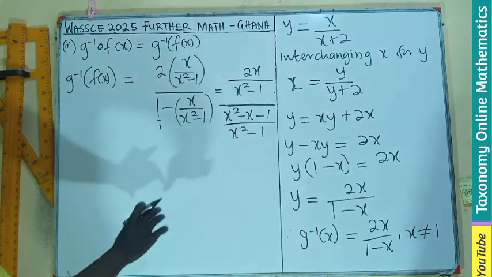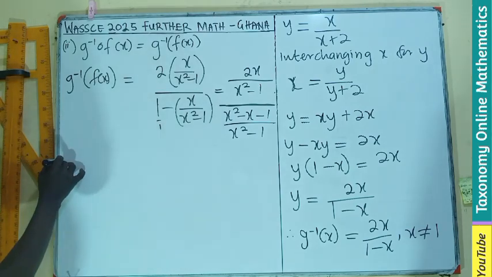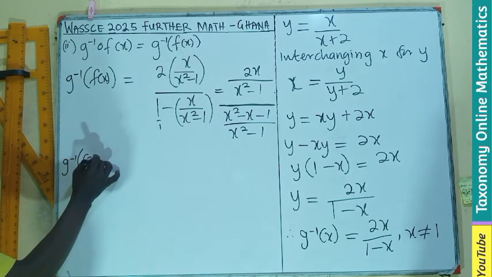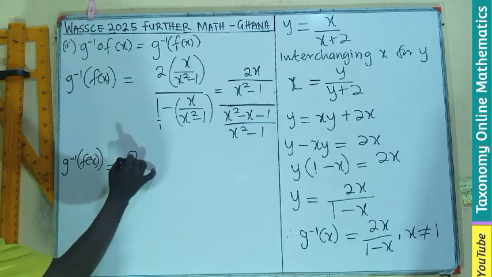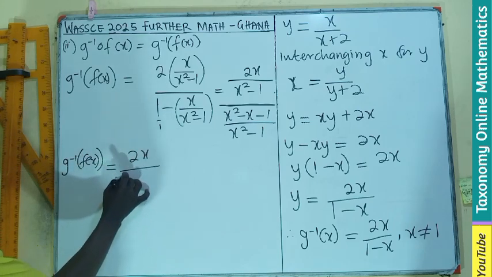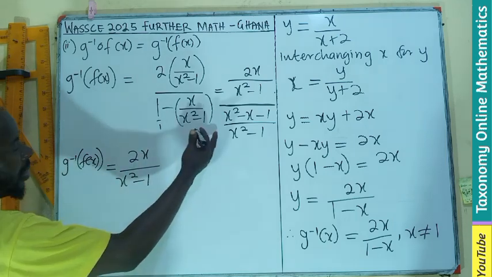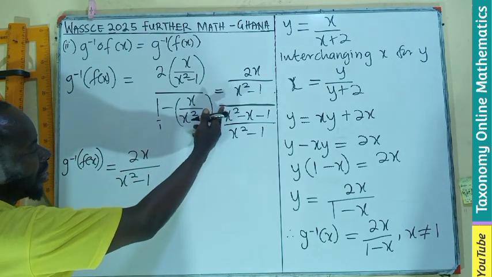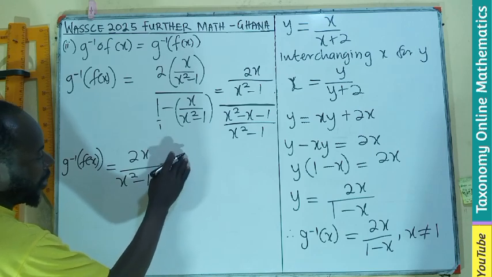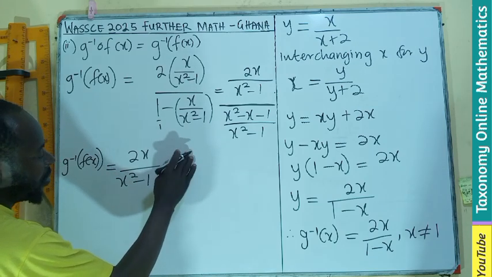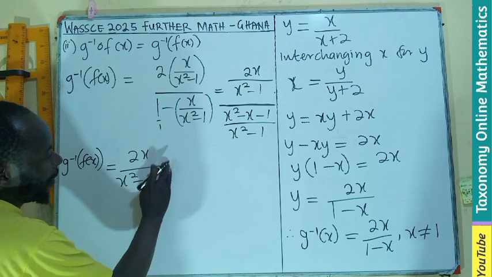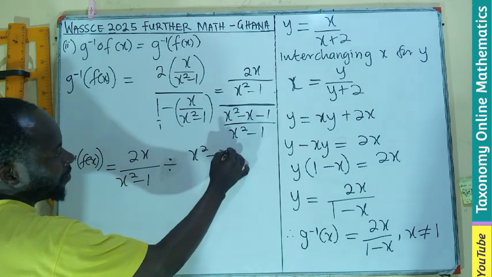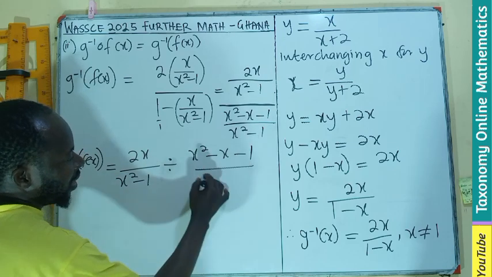So let's see, we can now bring this in, which implies that g prime of f of x is now going to be 2x divided by x squared minus 1. If we are going to change this to multiplication right away, let me still maintain the negative and the division, so that becomes x squared minus this over x squared.